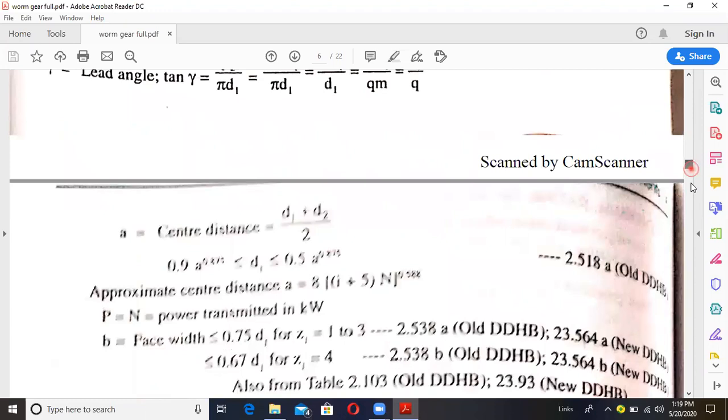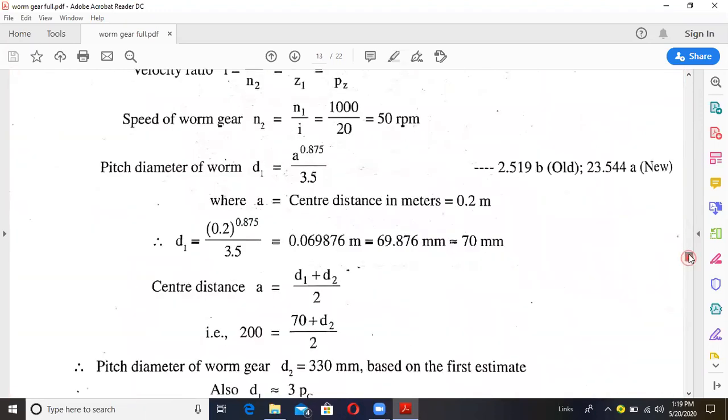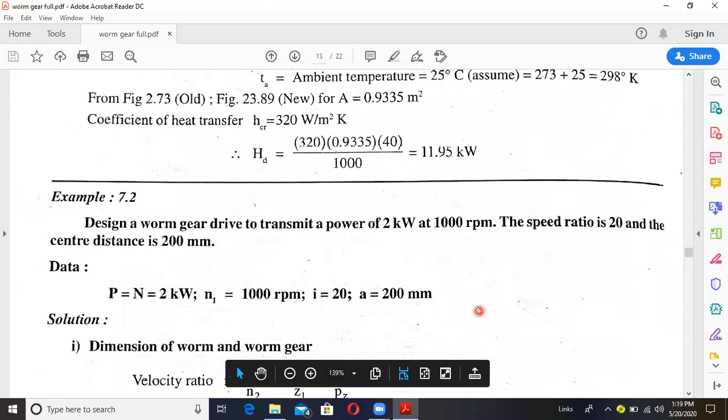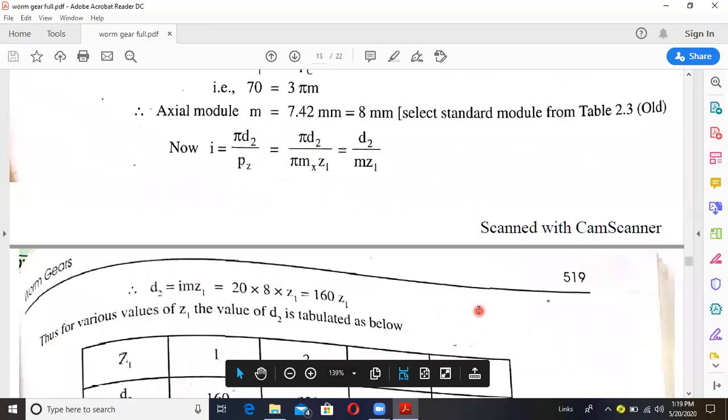So now we have calculated all the dimensions. Then the remaining is the same procedure. So any doubt up to your calculation of dimensions? No, sir.